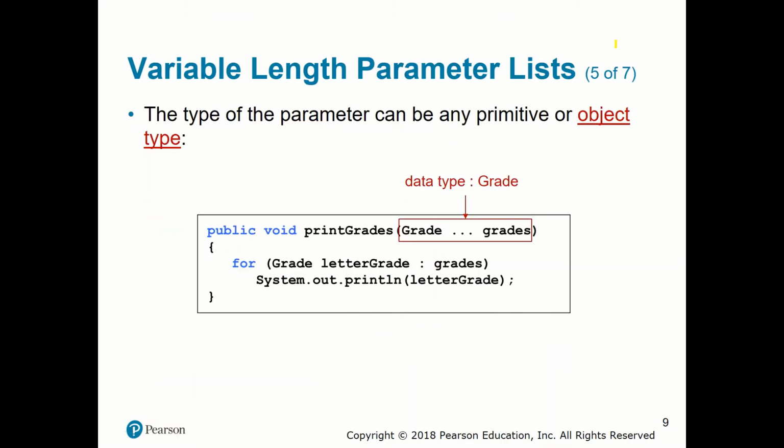The type of the parameter can be any primitive or object type. So objects can be in the variable parameter list. So in this example, the method printGrades has parameters like this, and here we can see that this is a variable length parameter, and Grade is a class. So the objects of Grade will be passed here. Okay.